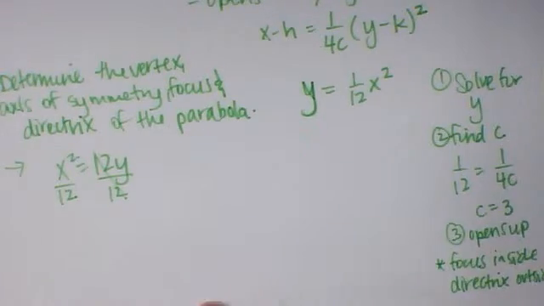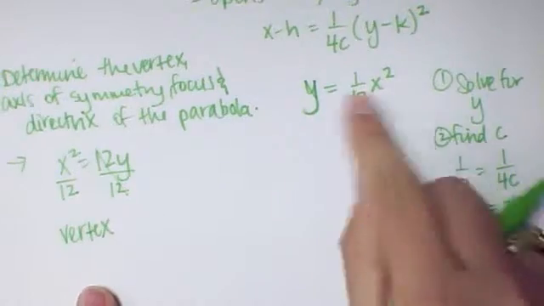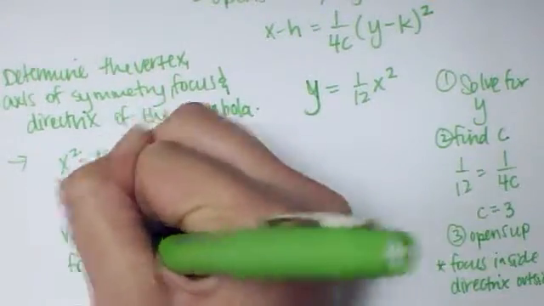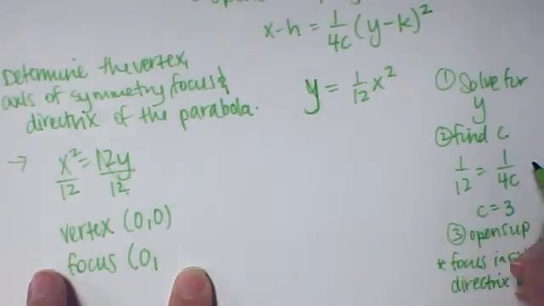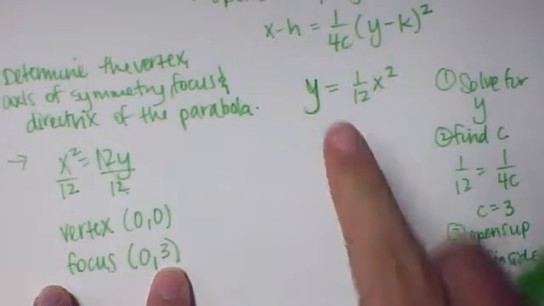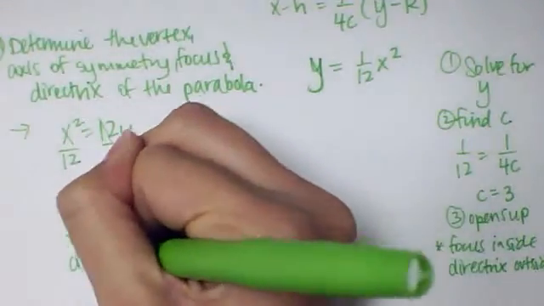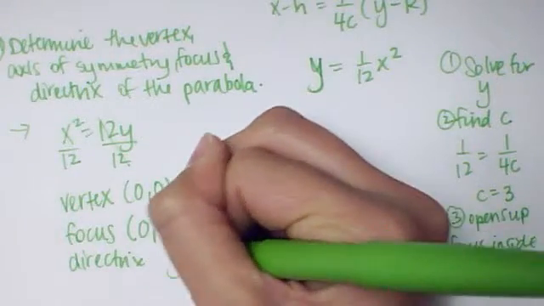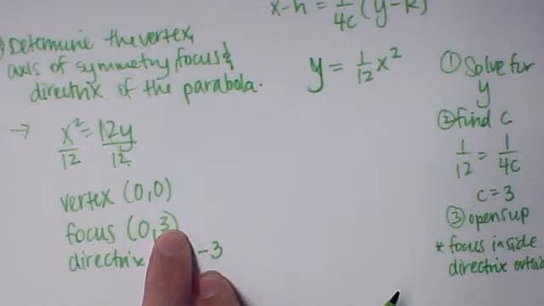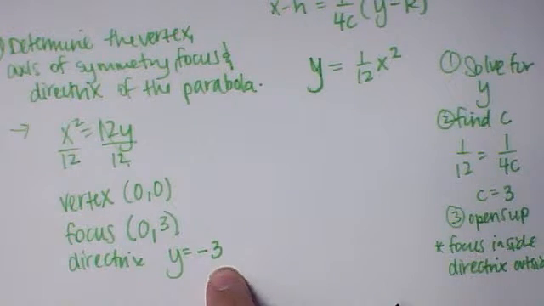So when we draw this, let's go ahead and do our vertex. Since there isn't anything being subtracted here, the vertex is (0, 0). The focus is (0, 3), because we figured out that that c was 3. And when we're talking about the focus on a y equals, we want it in the y spot. And the directrix is just the opposite, so it's y equals -3. Also, the directrix is always a line. So this goes positive direction 3 because it opens up. This goes negative direction 3.